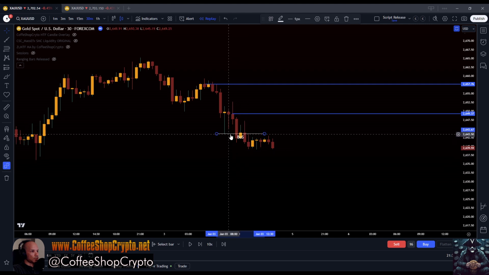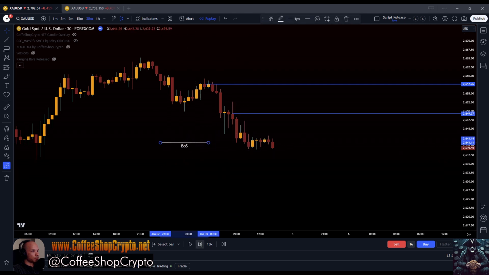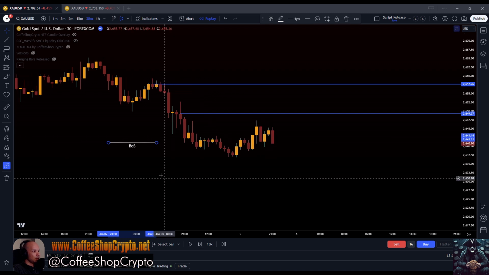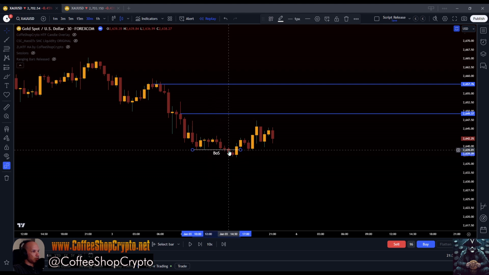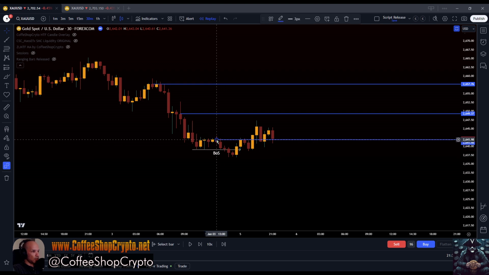So that's that, right? So let's play this one out. Let's see what we got here. I get another structure here, right? And it's broken by this candle, lower highs and lower lows. So there is structure here. That means there's a good selling structure right over here, right?